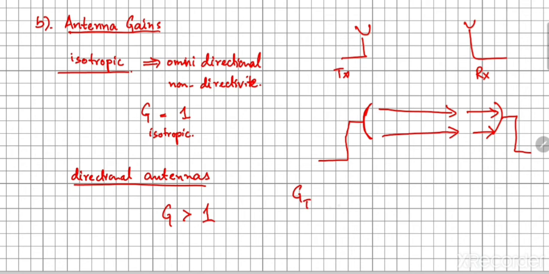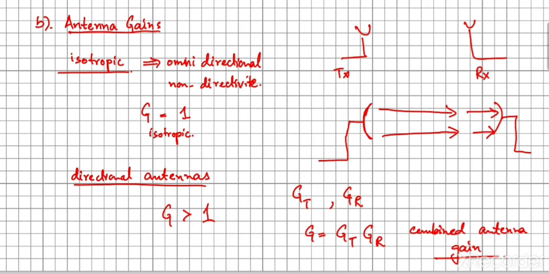We will use the notation GT and GR to denote the antenna gains at the transmit side and the receive side, and a product of these, GT times GR equal to G, capital G, will be referred to as the combined antenna gain. This can be interpreted as the factor by which the received power increases because of the use of directional antennas as compared to an isotropic antenna.